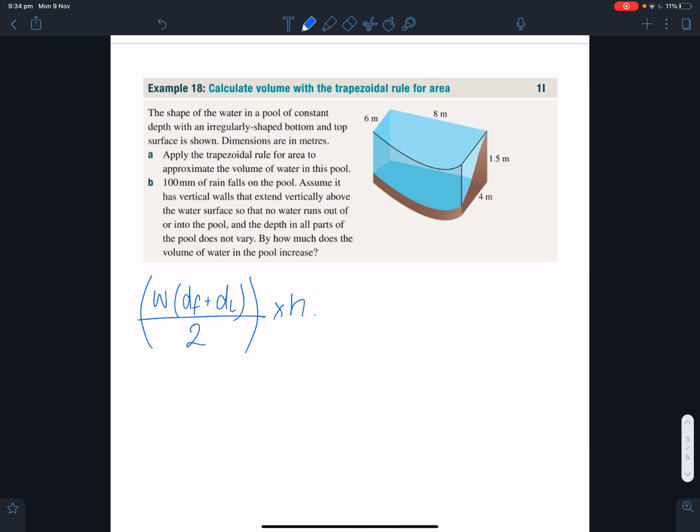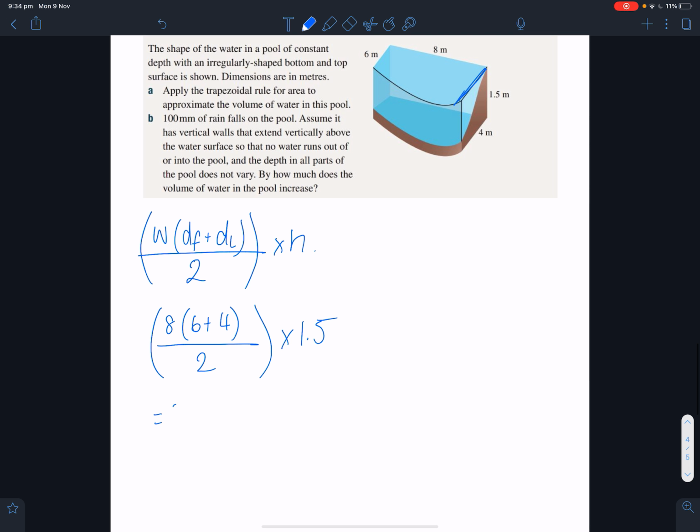Okay, so in this case, the width is 8, bracket 6 plus whatever that is, that's 4. Divide that by 2, multiply all of that by, what am I writing, H? By 1.5. Okay, and what you'll get is 60 meters cubed. Okay, now B, 100 millimeters of rain falls on the pool. Assume it has vertical walls that extend vertically above the water surface so that no water runs out or into the pool, and the depth in all parts of the pool does not vary. By how much does the volume of water in the pool increase?